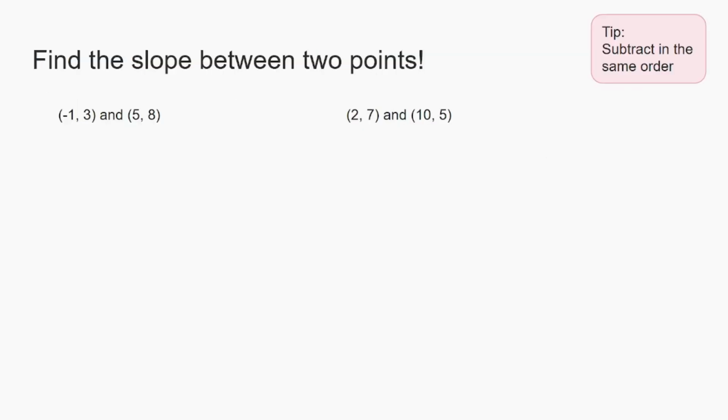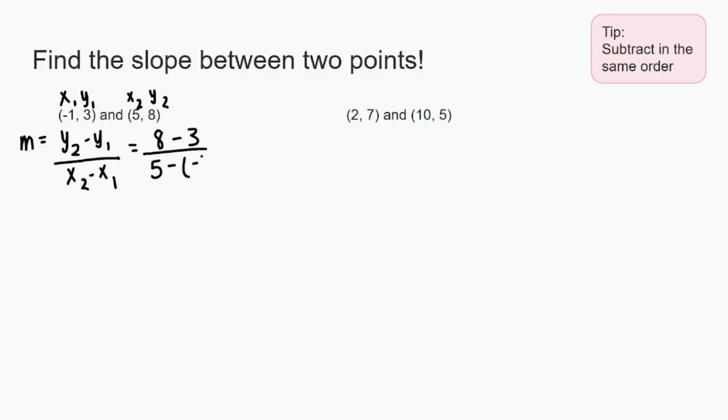Now let's do some problems where you're just given 2 points and you have to find the slope. So like we said before, we can do any order for the points, but we'll just make the first one x1, y1, the second one x2, y2. And we know the slope is going to be m equals y2 minus y1 divided by x2 minus x1. So now it's going to be 8 minus 3 divided by 5 minus -1. We get 5 divided by 6. So the slope is 5/6.